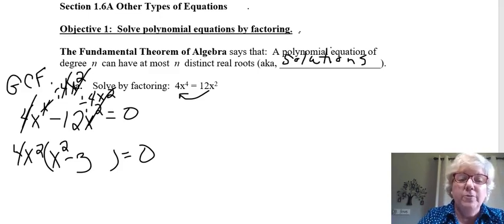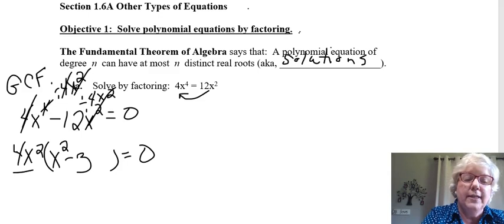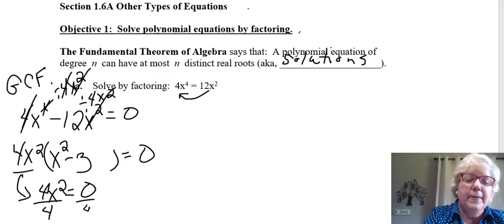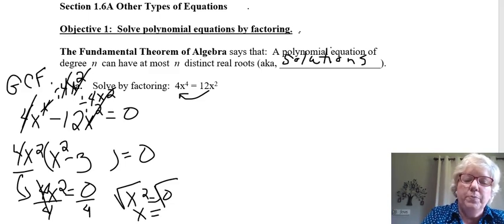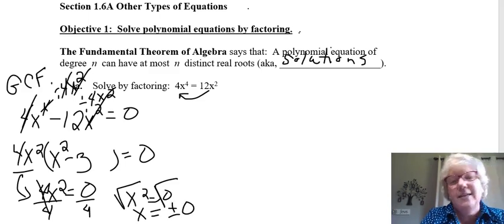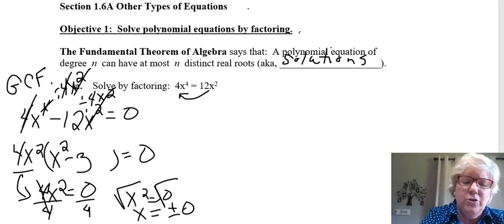Now with the factor method, I take each factor after it's done, and I will set it equal to 0 and solve. So I will divide by 4, and that gives me x squared equals 0. Take the square root of both sides, and x equals plus or minus 0. Now that doesn't make sense because 0 has no sign, so we just say the answer is 0.